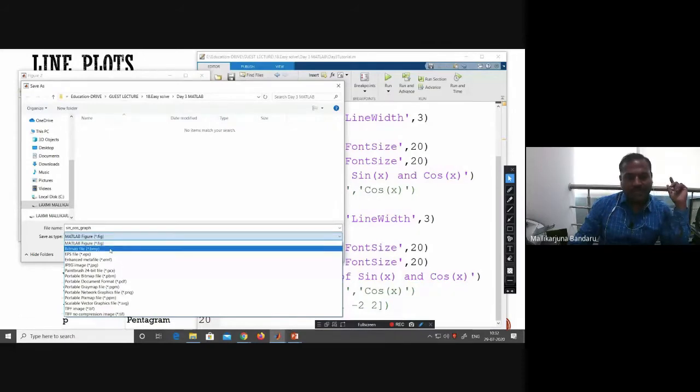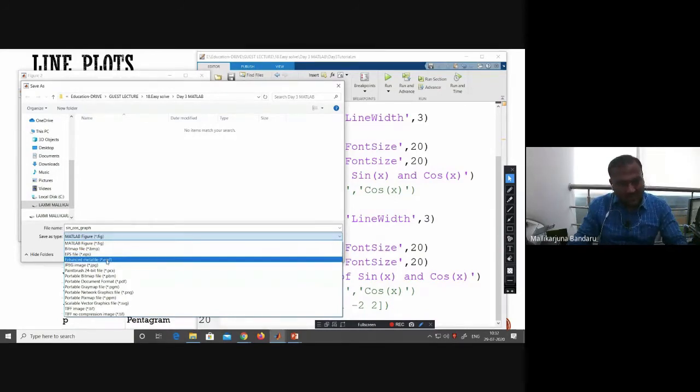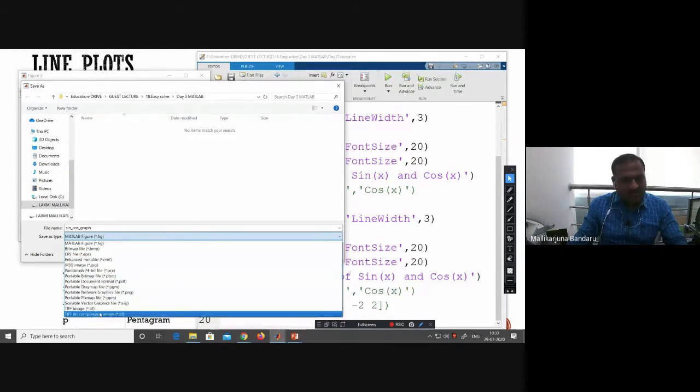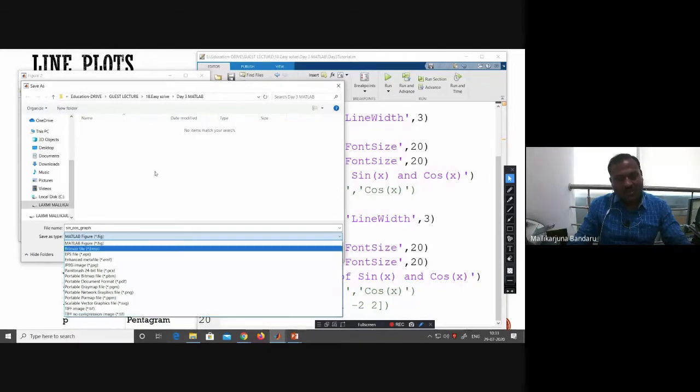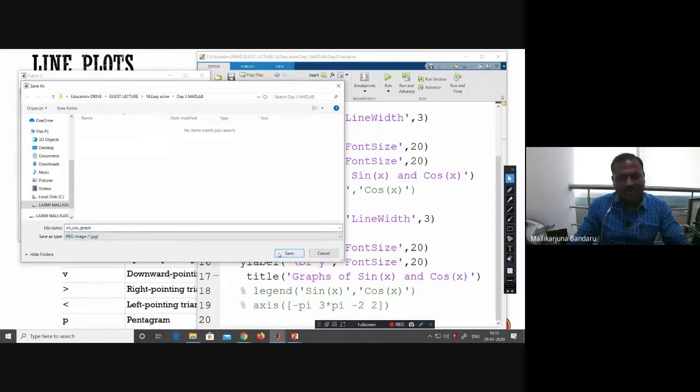Next, bitmap, EPS files. Most of the time, to publish in journals and write research papers, people are using EPS files. EPS files can easily be executed by LaTeX software. That is for documentation. Enhanced metafile, JPEG. There are various formats in which you would like to save the file and reuse the graphs. Suppose I will save the file in JPEG format.